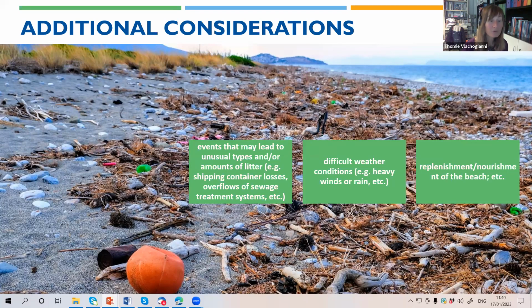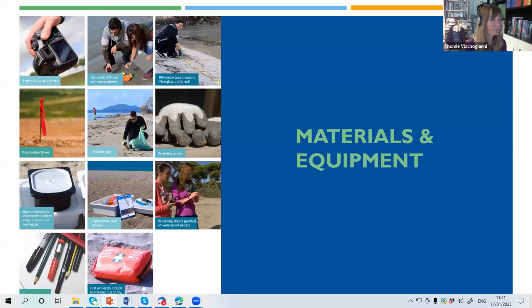Other considerations could be difficult weather conditions or different replenishment and nourishment activities on the coastline. All of these considerations should be taken into account, and ideally measurements should be excluded when these kinds of conditions apply.